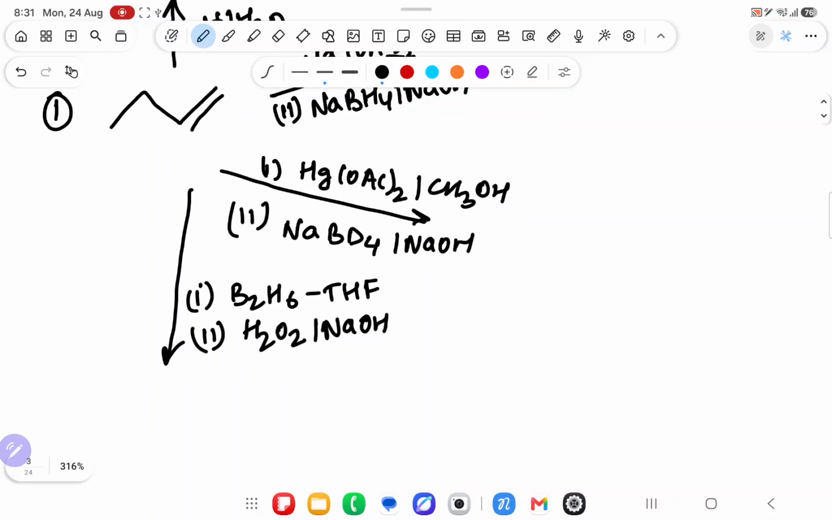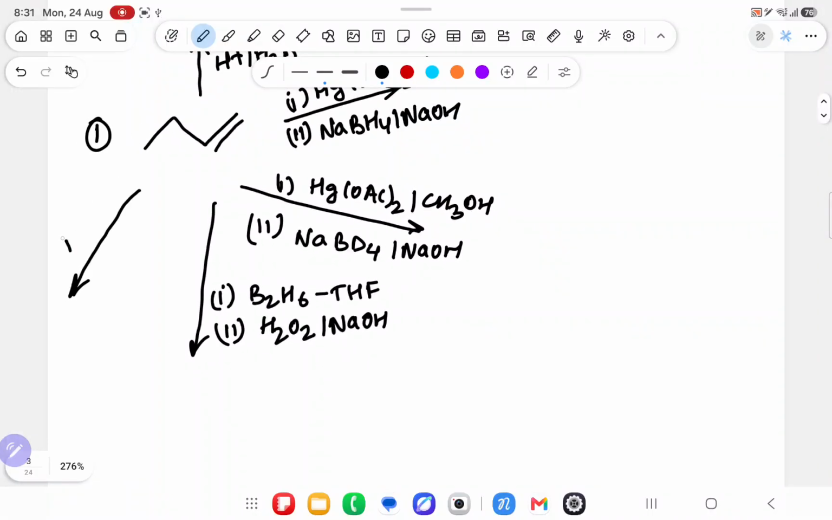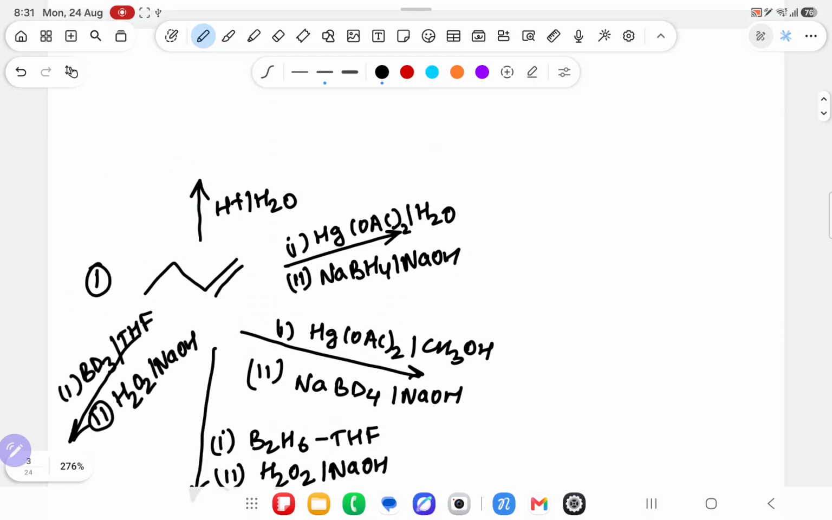And one more, suppose I take the last reagent: first BD3 in presence of THF. Second reagent is H2O2 in presence of NaOH. Any problem? No, sir. Now see over here.